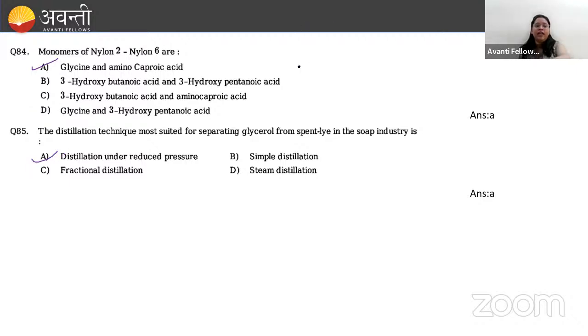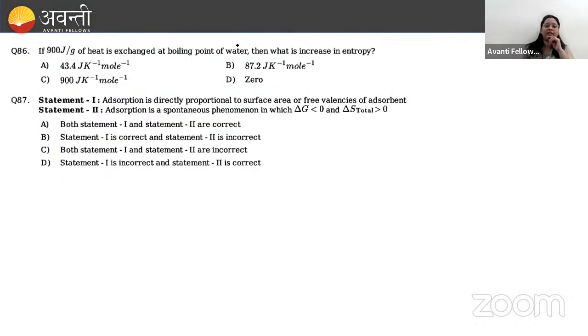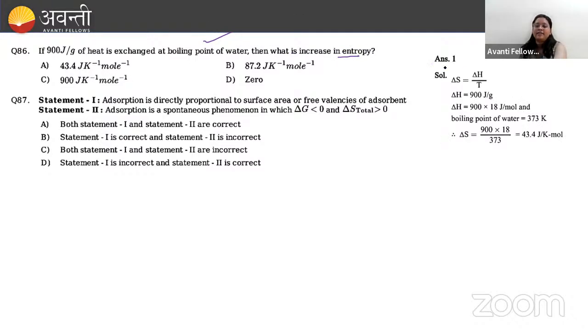Next, if 900 joule per gram of it is expended at the boiling point of water, then what is the increase in entropy? So here we need to calculate the increase in entropy. You know the formula, delta S is equal to delta H upon T. Delta H is given as 900 joule per gram. Okay, it is per gram. We need to calculate it per mole, so I have multiplied it with the molecular weight of water.